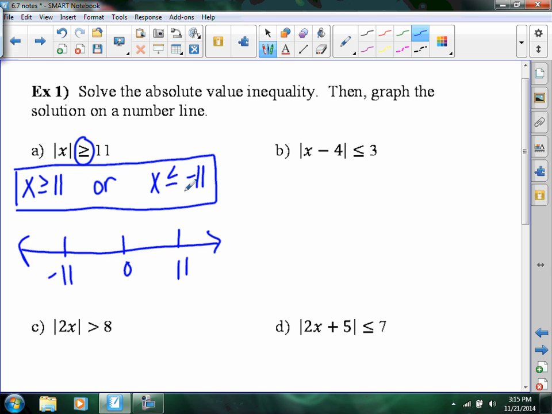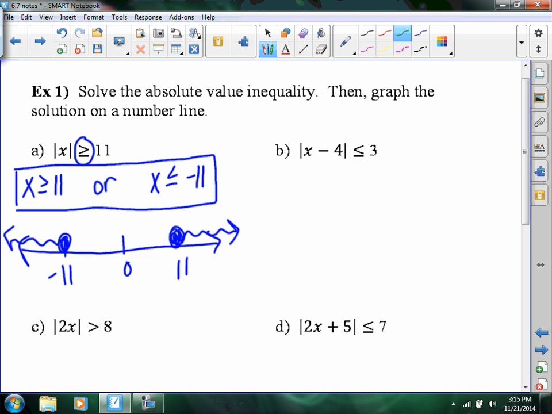Now on the negative 11, I want a closed circle, and I want everything to be shaded less than, so that's to the left. For the positive 11, again, I want a closed circle, but I want to shade everything to the right, because that's where all the greater than 11 stuff is. And my graph looks like an OR graph. My answer said I was supposed to have an OR compound inequality, so it looks like we did that one successfully.